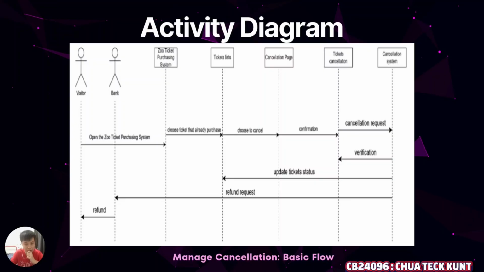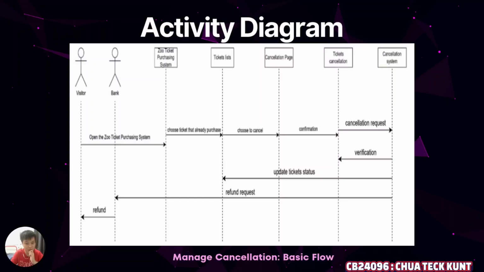The Zoo ticket system cancellation process begins with the visitor logging in, selecting a ticket and providing a cancellation reason. The system checks if the ticket is eligible and, upon confirmation, sends a refund request to the bank. Once processed, the visitor is notified and the ticket status is updated to cancelled.